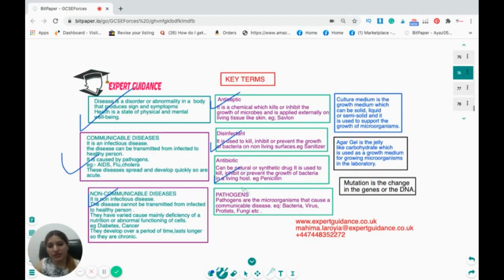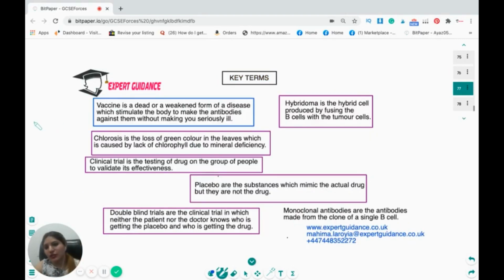Pathogens are the microorganisms that cause a disease. Culture medium is a growth medium where microorganisms grow. Agar gel is a jelly-like carbohydrate which is used to grow the bacteria. And mutation is a change in the gene or the DNA. Vaccine is a dead or weakened form of disease which stimulates the body to make antibodies without making us ill. Chlorosis is the loss of green color in the leaf, which is caused by lack of chlorophyll due to mineral deficiency. Clinical trial is the testing of drugs on a group of people to validate its effectiveness.